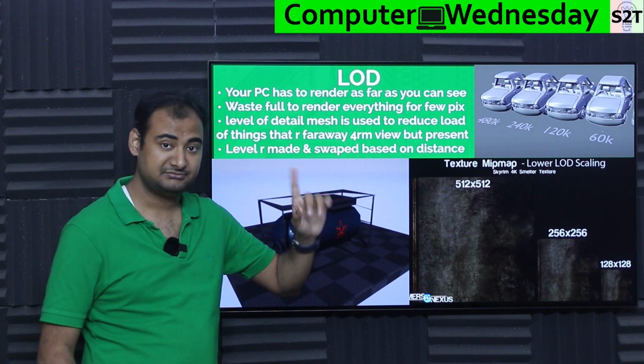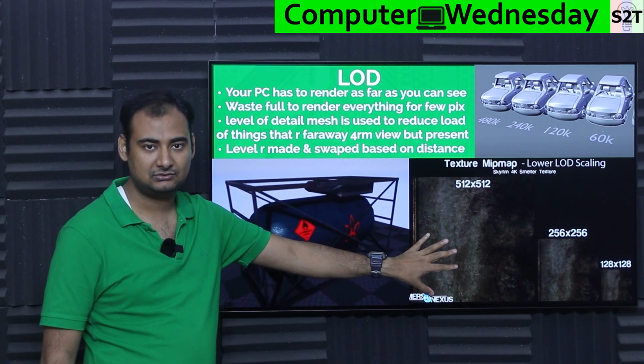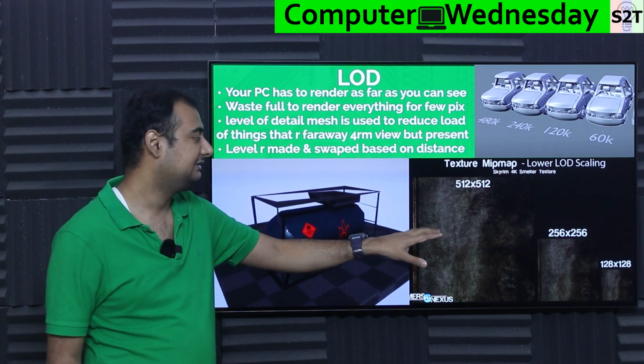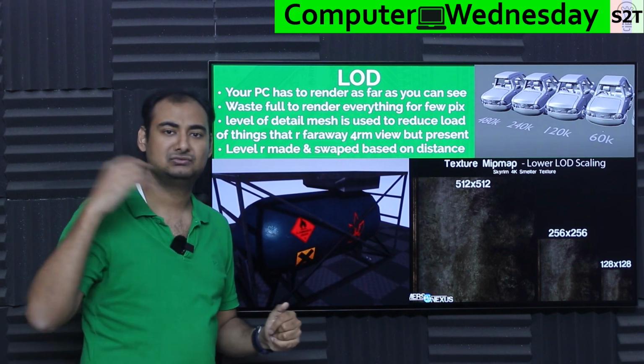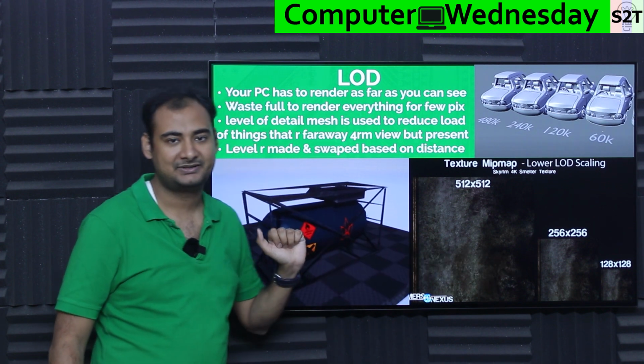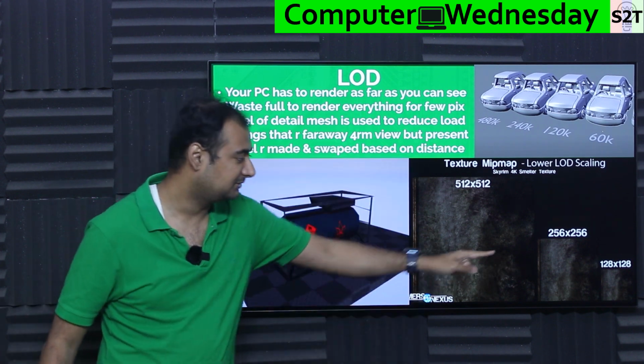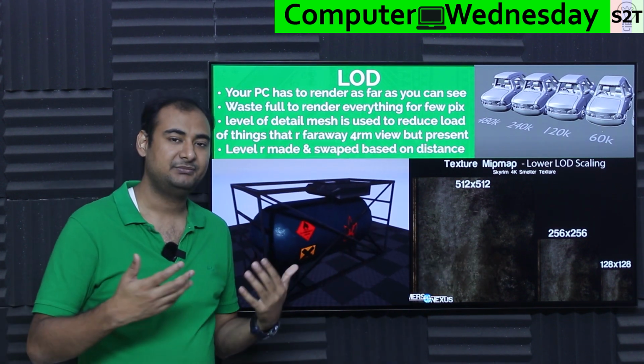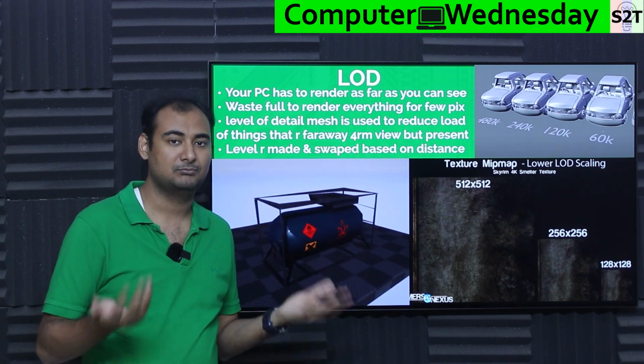And the same thing is done with textures. If the character is very close and you can see the detail, it will use 512 by 512. You zoom out a bit, it will just use 256 by 256. Zoom out even further, it will be 128 by 128. That's how we make sure the whole scene is rendered and there are no blank blocks.